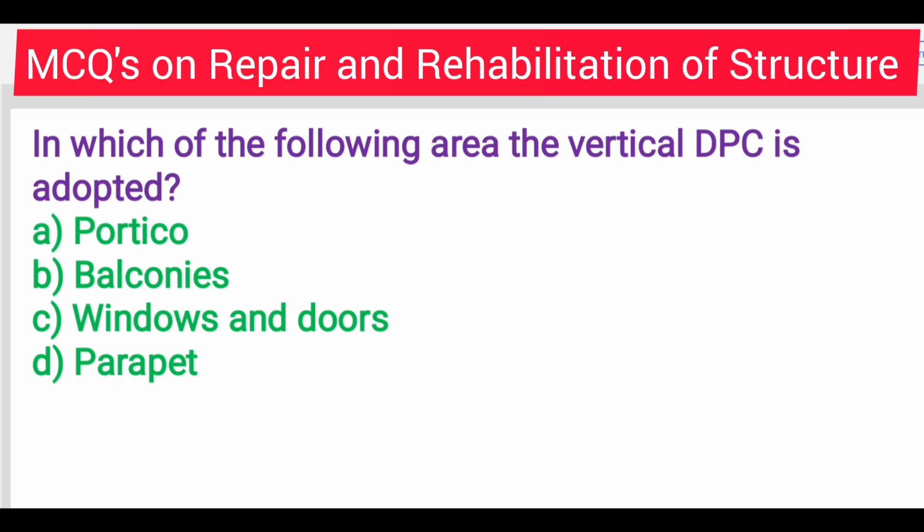Next question, in which of the following area the vertical DPC is adopted? Option A, portico. Option B, balconies. Option C, window and doors. Option D, parapet. So the correct answer is option C, windows and doors.